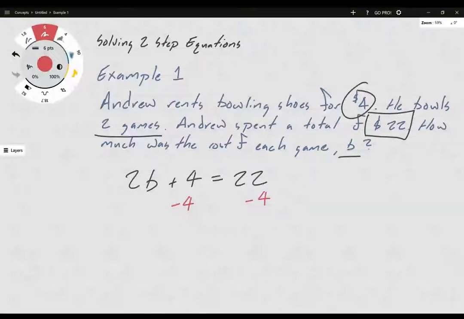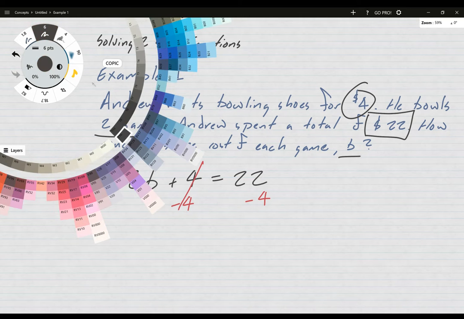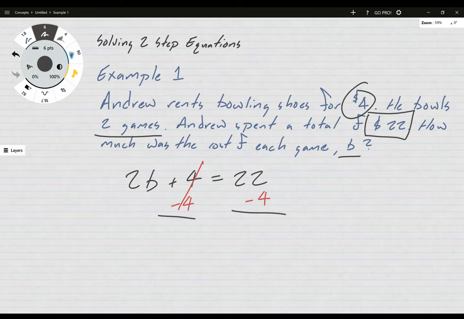Whatever you do to one side, you must do to the other side as well. It must be balanced. So 4 subtract 4, those are opposites, so that equals 0. 22 subtract 4 equals 18. So now, since this equals 0, this can just be taken out. And all I'm left with is 2b equals 18. Now the 18 represents the cost of both games.